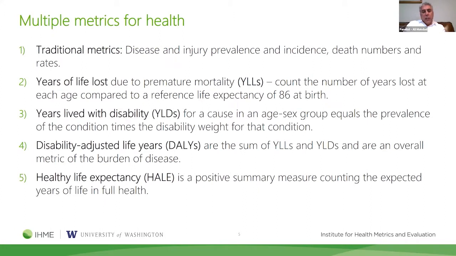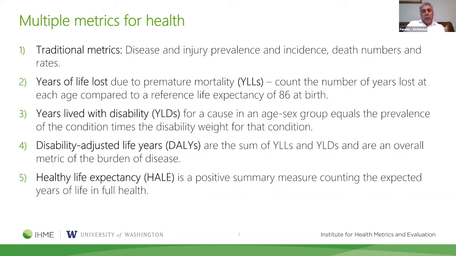For the burden of disease, in addition to the traditional metrics that we use in epidemiology or statistics, prevalence, incidence, and death numbers, we provide several new indicators. First one is years of life lost, which is the number of years lost at each age compared to a reference life expectancy of a Japanese woman at 86 years old. So somebody in Ghana dying at age 60 will lose 26 years of life, and then we can assign these years of life lost to a cause or to a disease.